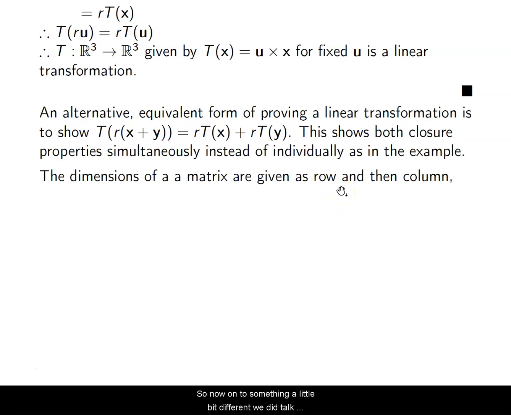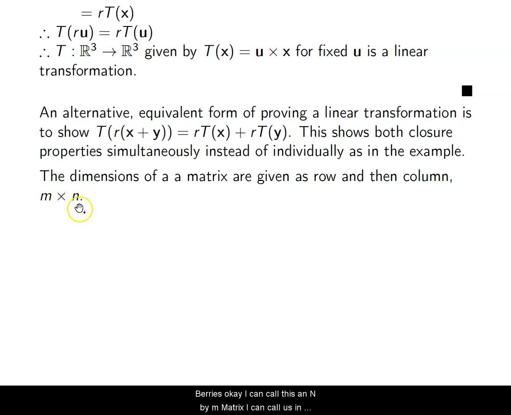Okay. So now on to something a little bit different. We did talk about this a little bit, so we're going to talk about it a lot now. The dimensions of a matrix are given as row first and then column. Or we'll say m by n. Again, remember, m and n vary. I can call this an n by m matrix.